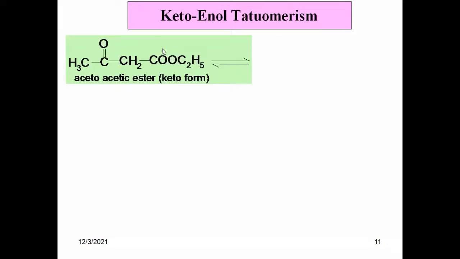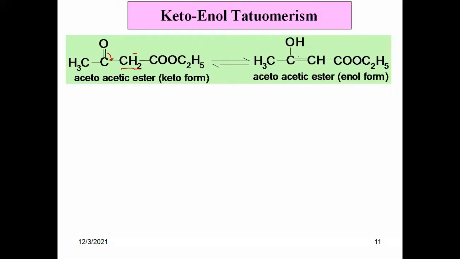Okay, this is our acetoacetic ester: CH3, C double bond O, CH2, and from the other side the ester group. This active methylene compound can be converted into another functional form. Here one hydrogen atom goes to the oxygen, and the double bond here goes in between the two carbons, and there is the formation of another form. That is, a double bond has come here and one hydrogen from here goes to the oxygen.